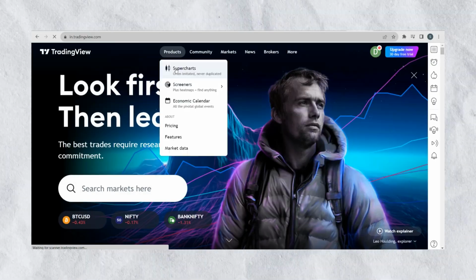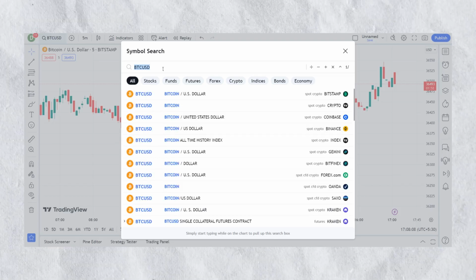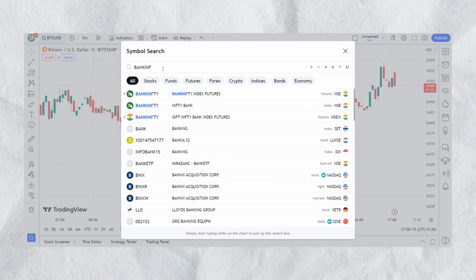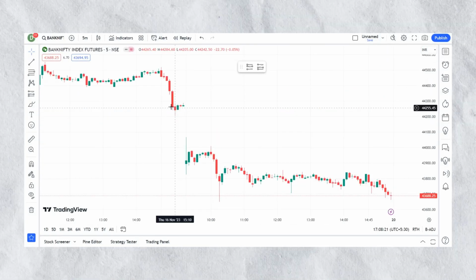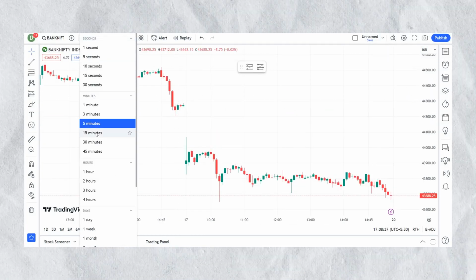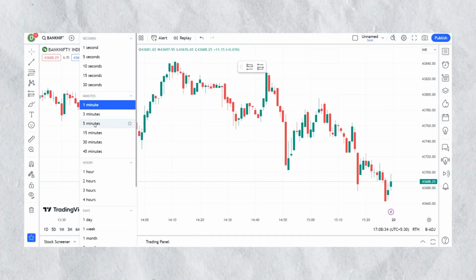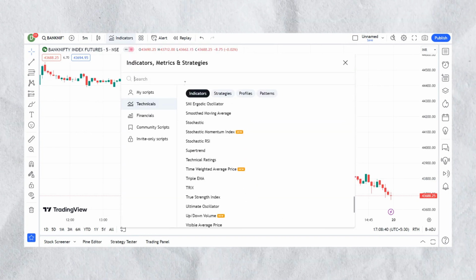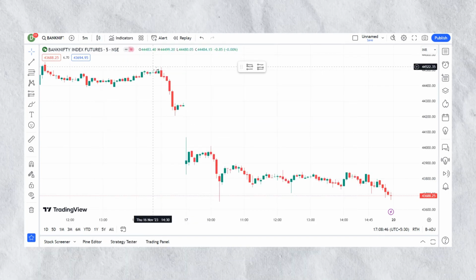To test your trading strategy, the most popular website is TradingView. Here you can access charts and various strategies. You can even test Bank Nifty on the charts on the screen. Currently we are using 5-minute candles, but you can switch to 1-minute or 15-minute candles depending on your preferences. You can also experiment with different patterns and indicators available here.